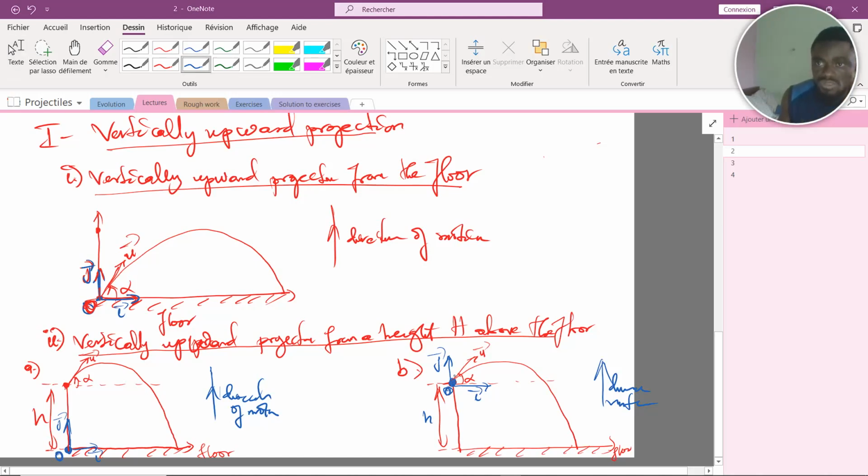Origin of reference. But if they say take the floor as origin of reference, then you come and place your origin of reference here. And the orientation of this j will depend on what? On the direction of motion. Positive j will be oriented in the direction of motion. Is that okay? So take note of this. Take note of that.